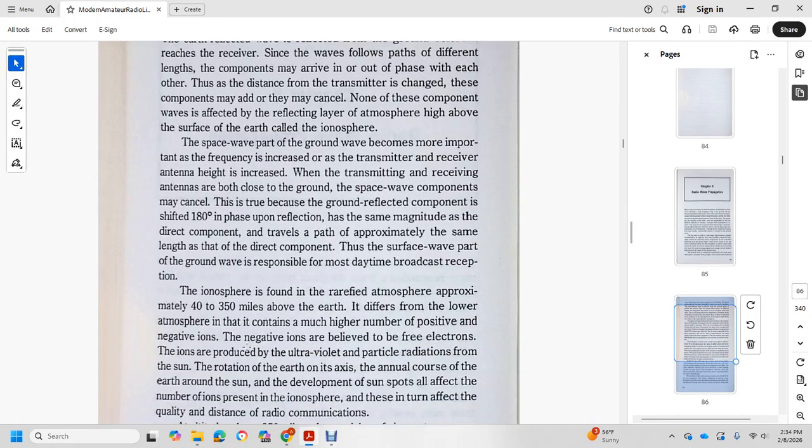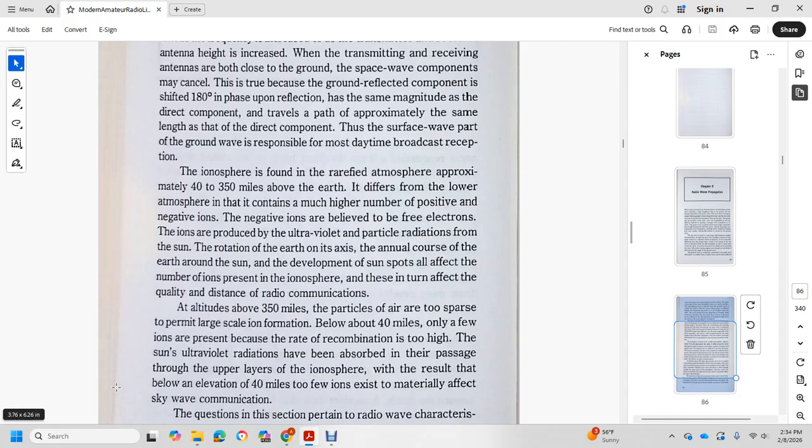The space wave becomes more important as the frequency increases, and as the antenna height is increased at the transmitter and receiver. When the antennas are close to the ground, the space wave components may cancel, because the ground-reflected component is shifted 180 degrees upon reflection, has the same magnitude, and travels a path of approximately the same length as the direct component. It is the surface wave, within the ground wave, that is responsible for most daytime broadcast reception.